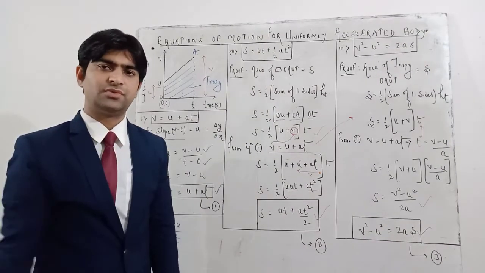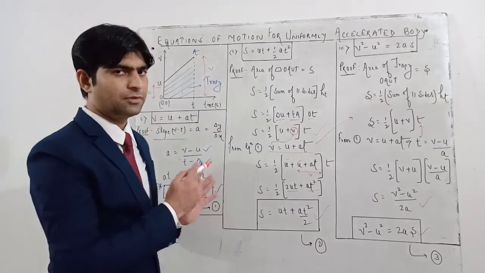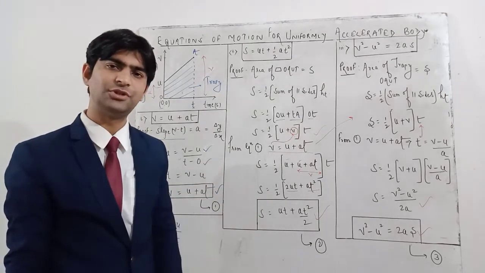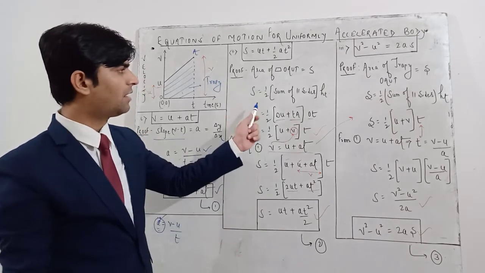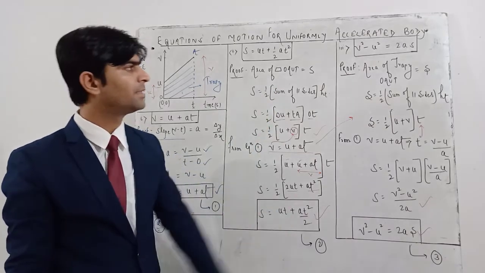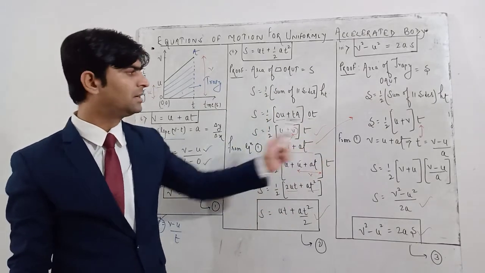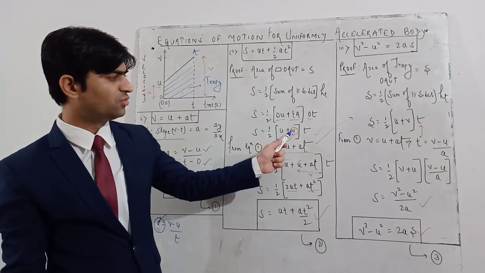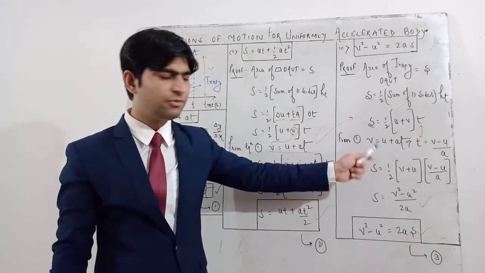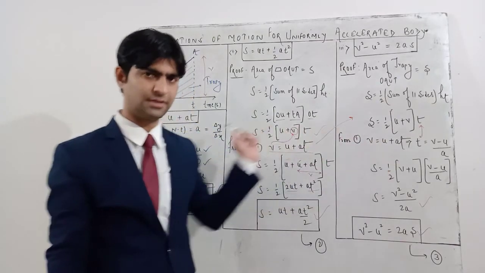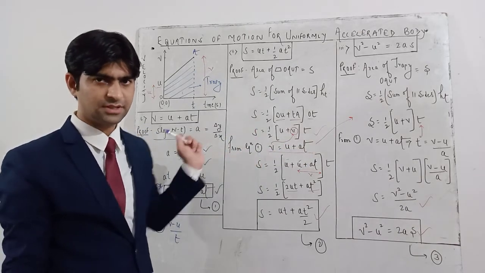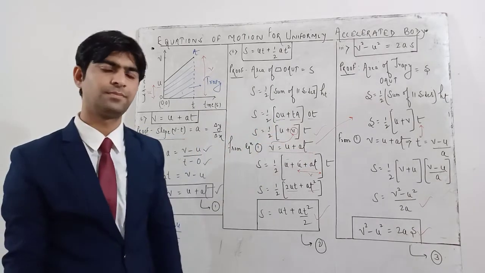So the first equation is V equals U plus AT. We have to start it from the slope of a velocity time graph. The second equation is S equals UT plus half AT square. You have to find the area under the graph, that is the area of the trapezium. And the third equation is again similar. In the second equation, we replaced V directly from the first equation. In the third equation, we replaced T from the first equation. That means in the second and third equations, the first equation is being used.